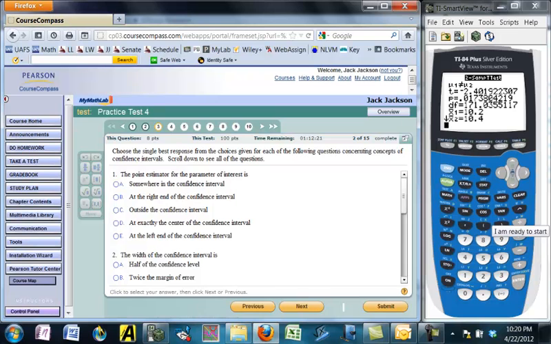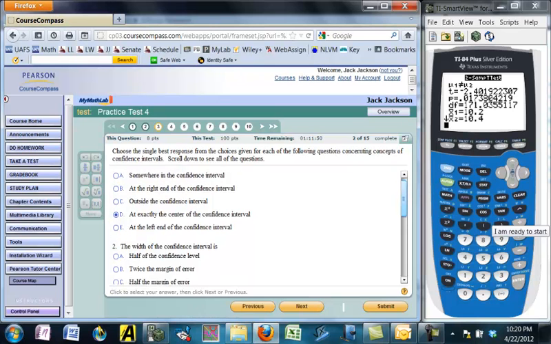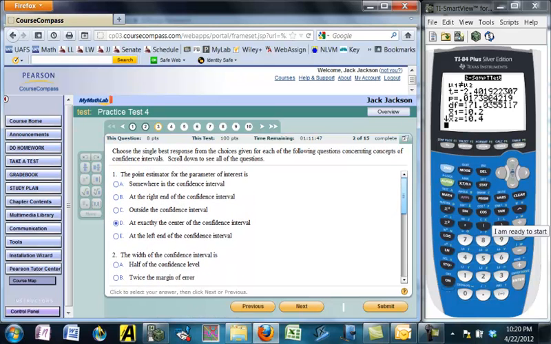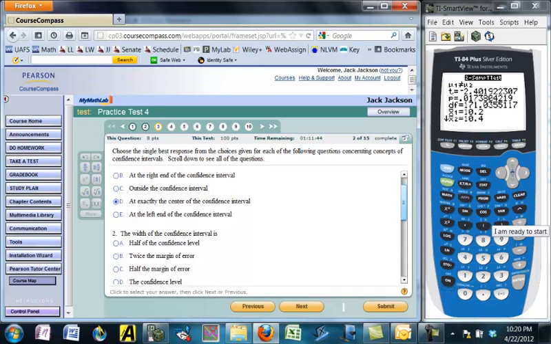The point estimator for the parameter of interest is, actually, I know how this question is constructed, and it's asking for D, exactly the center of the confidence interval. But that's only true when you're doing means and proportions. It is not necessarily true for variances. So this question really should be reworded. But D is the answer it's looking for. So if that one shows up on the test, just go ahead and answer D.